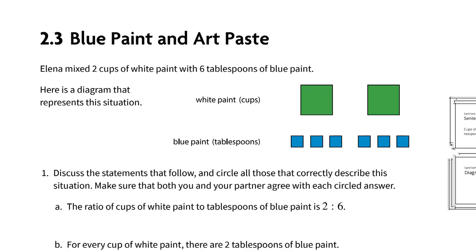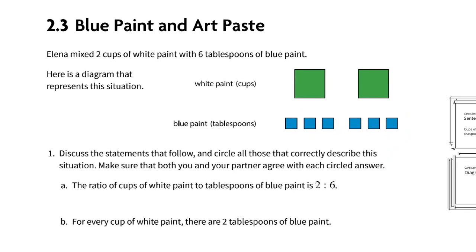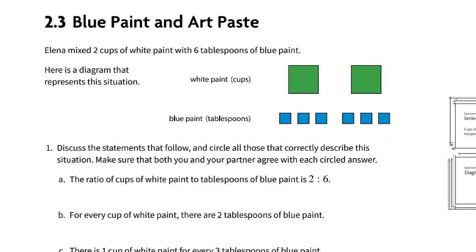Okay, so 2-3, blue paint and art paste. So Elena mixed 2 cups of white paint with 6 tablespoons of blue paint. So here you go. These 2 green squares represent white paint, and all of these little things represent your blue paint. Here's a diagram that represents that situation.